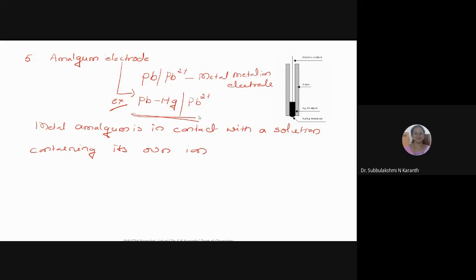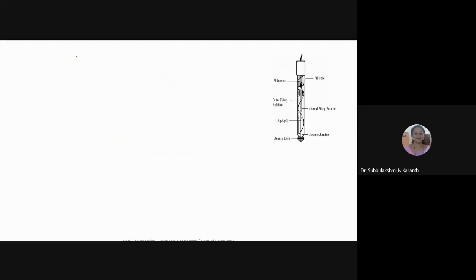Here, a metal amalgam is in contact with an electrolyte solution containing its own ion. Okay, and the sixth type of electrode is called the ion selective electrode, and it's also called the membrane electrode.